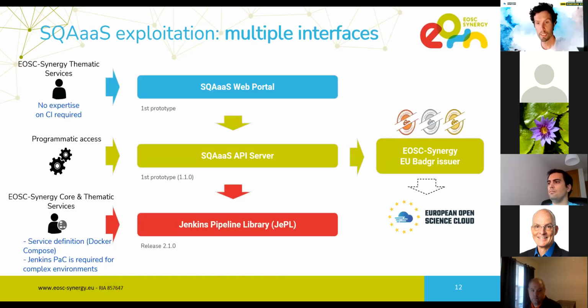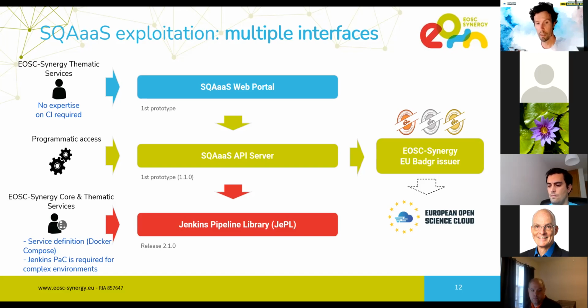Next slide, please. So the multiple interfaces of the SQAAS. The most obvious one is through the web portal. Here you don't need any previous expertise on continuous integration, because this is graphical and it will hide this complexity for you. Then you can use, as I said, the Jenkins pipeline library, which is the one that the API server uses directly.